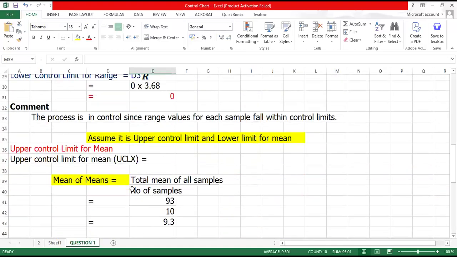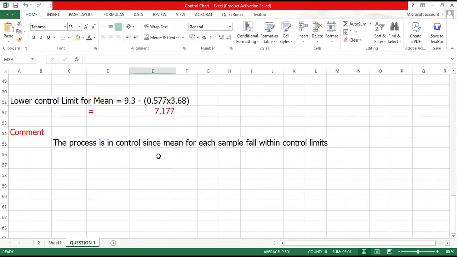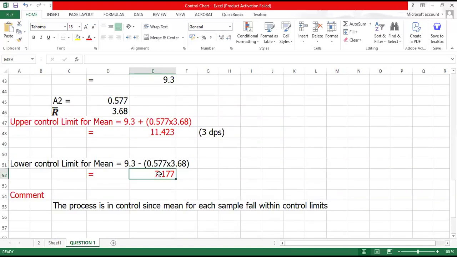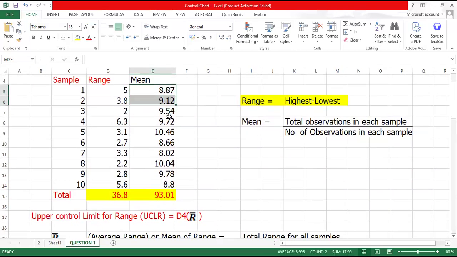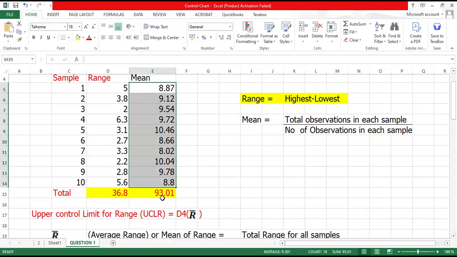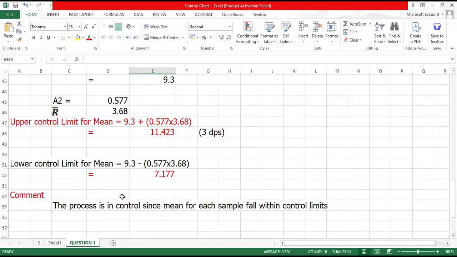Then also ask yourself, do you have a figure that is below 7.17? Do you have a figure that is below this? Let me see. All our means are above 7.17. So it means that the process is in control. The process is within the control.